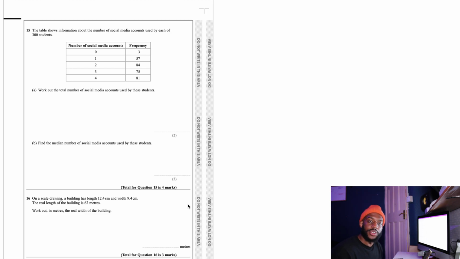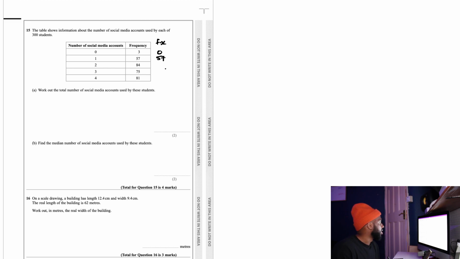We're looking at a frequency table now. So the first part of the question says work out the total number of social media accounts used by these students. So we have the social media accounts and the frequency. So we're just going to times across. So 3 students didn't use any social media accounts, so that's just 0. I'm going to make it an FX column. That's just going to be 0.